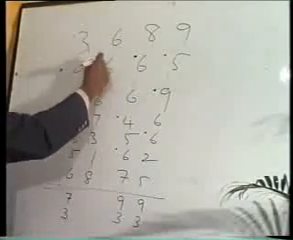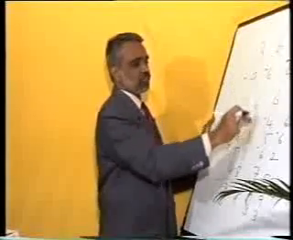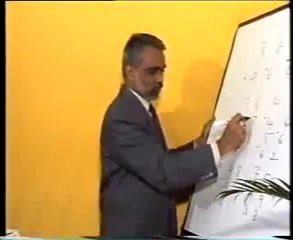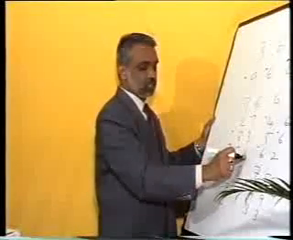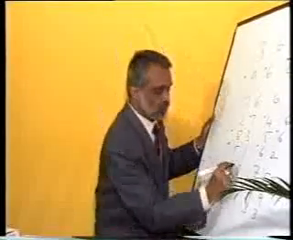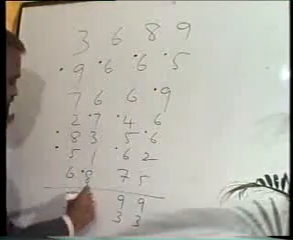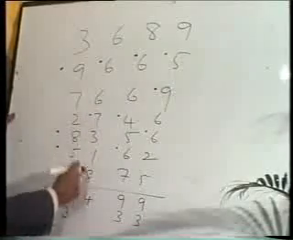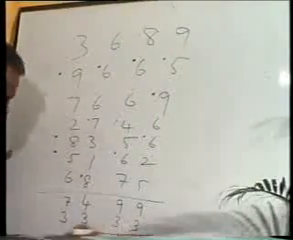6 plus 6? 12. Dot. 1 plus 6, 7. 7 plus 7? 14. 14 minus 11 is? 3. 3 plus 3, 6. 6 plus 1? 7. 7 plus 8? 15. 15 minus 11 is 4, so 4 we have to write. Okay, 1, 2, 3. This we have done up to this now.